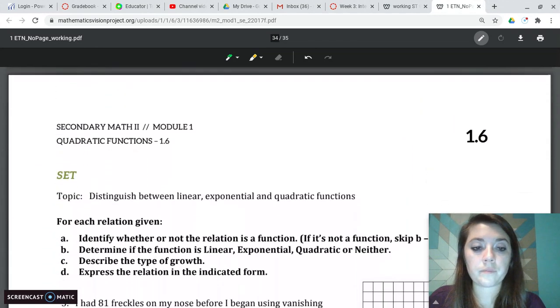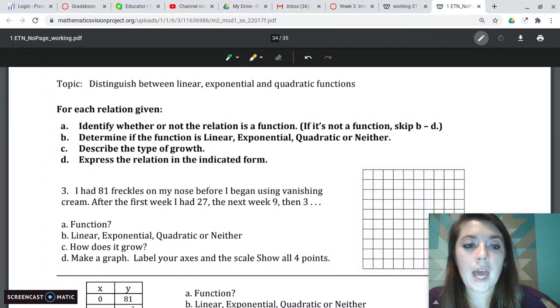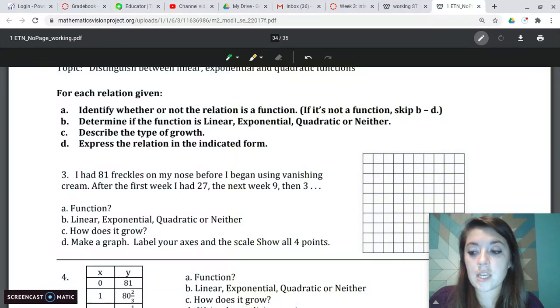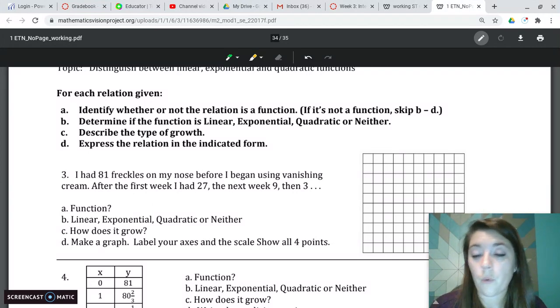All right. The next thing we're looking at is distinguishing between linear, exponential, and quadratic functions. There are going to be 4 parts to each of these. You want to identify whether or not the relation is a function. First and foremost, we have to figure out if it's a function. If it's not a function, guess what? You don't have to do B, C, or D. So you only have to answer one question if it's not a function.